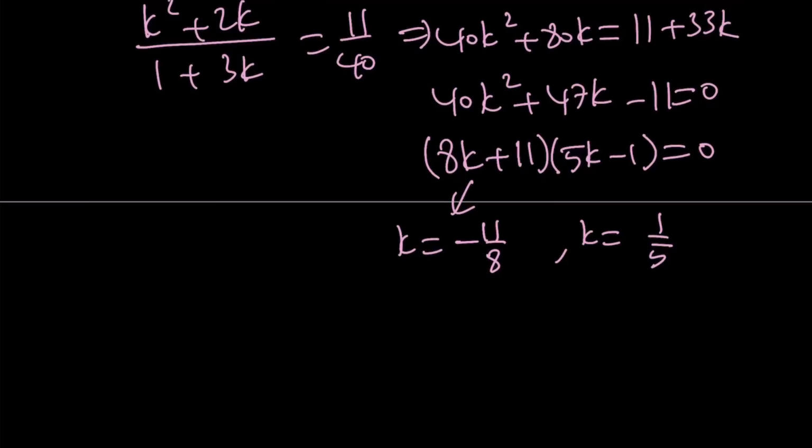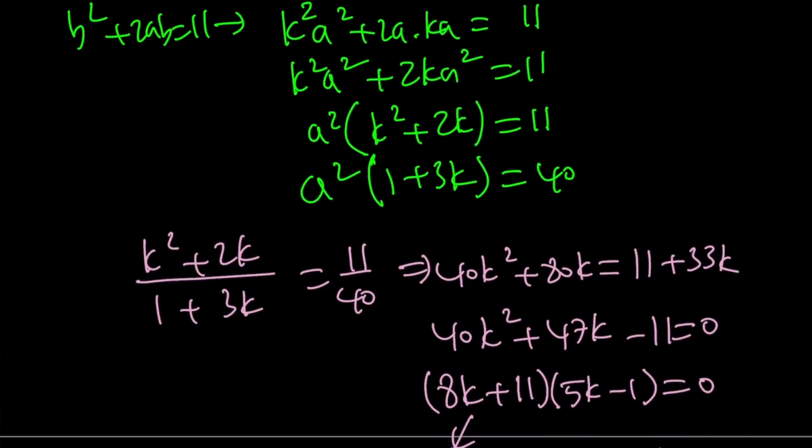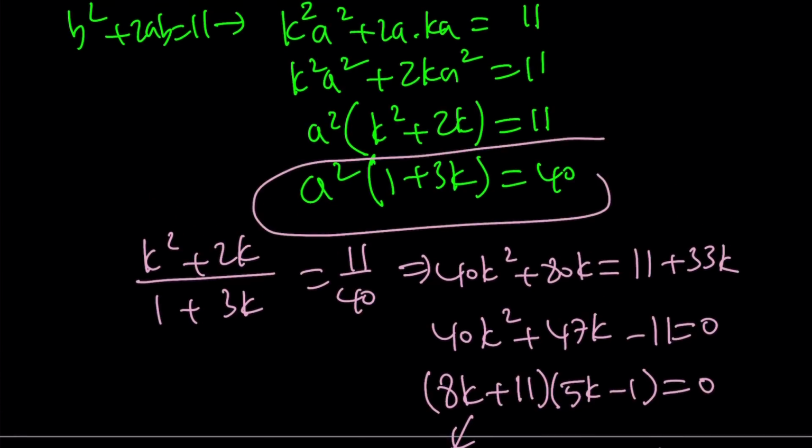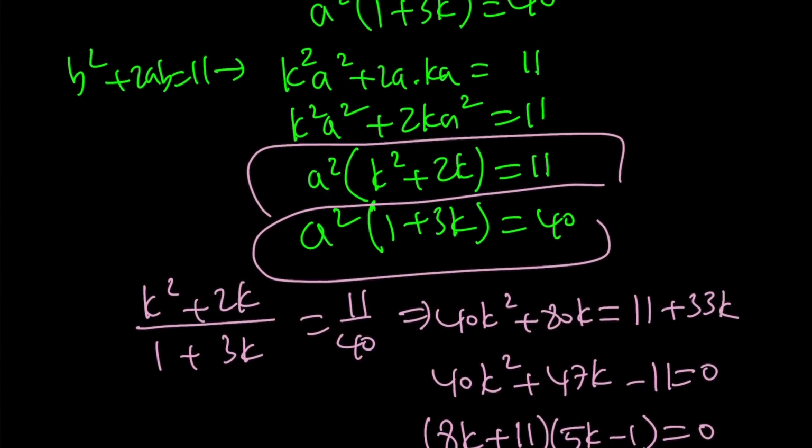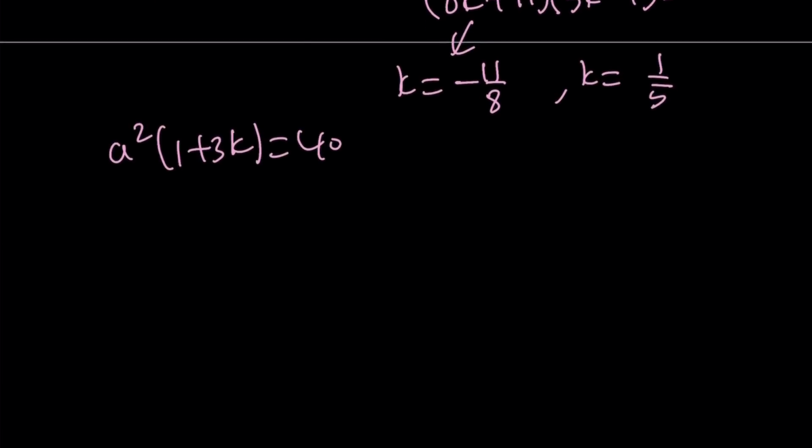So we're going to go ahead and substitute both of these into one of our equations. For example, this one. Because remember, we had two equations, this one and this one. And I'm just using the second one because it has less k in it. Doesn't matter, no big deal.